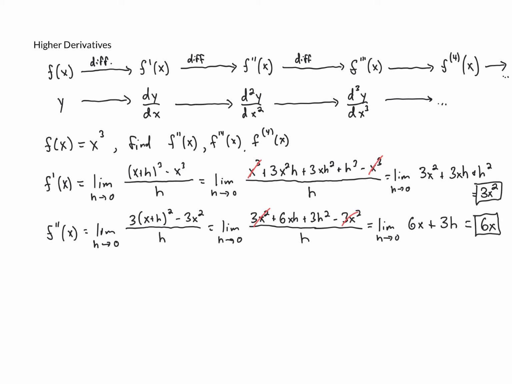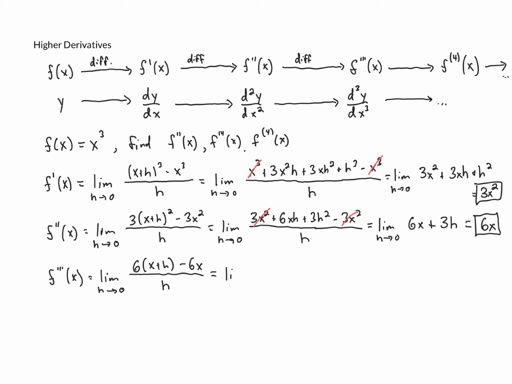To find the third derivative, we're going to have to differentiate 6x, which means we're still going to be using this limit definition, but we're going to be using 6x as the function that we plug things in here. So if we look at that function when we plug in x plus h, this is going to be 6 times (x plus h) minus 6x over h. When we distribute this 6, we're going to have a positive 6x and a negative 6x. Those cancel, and we're just going to be left with this 6h.